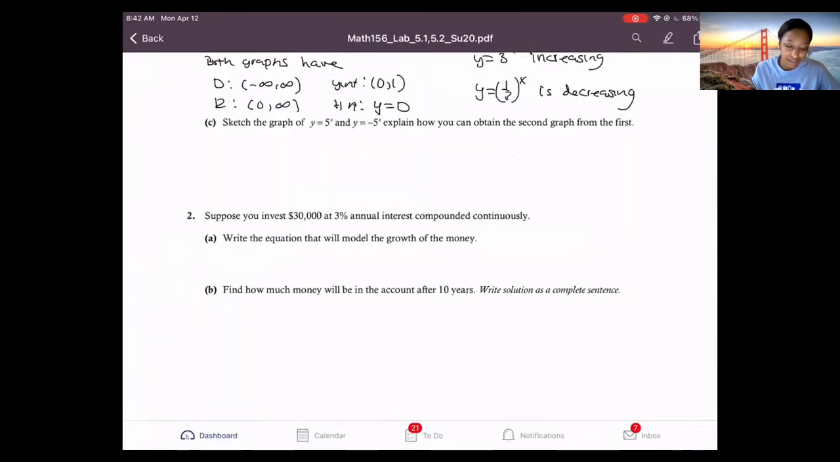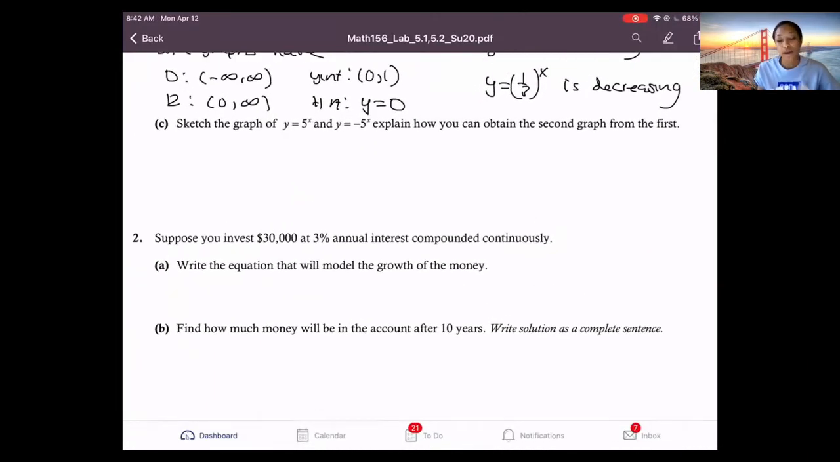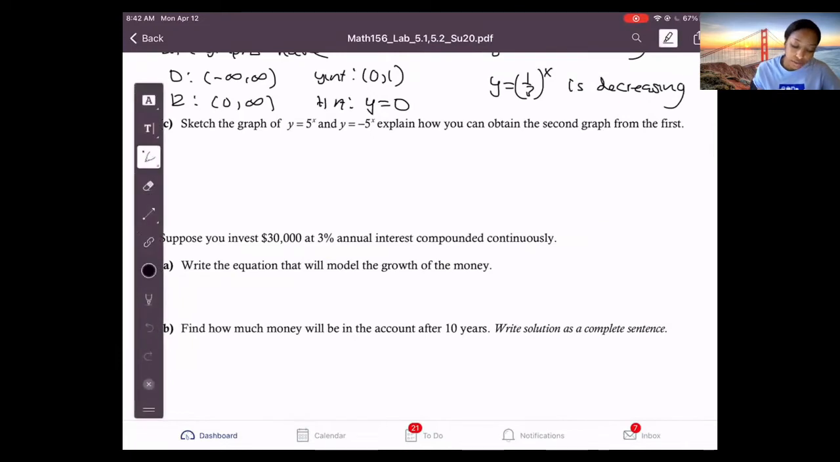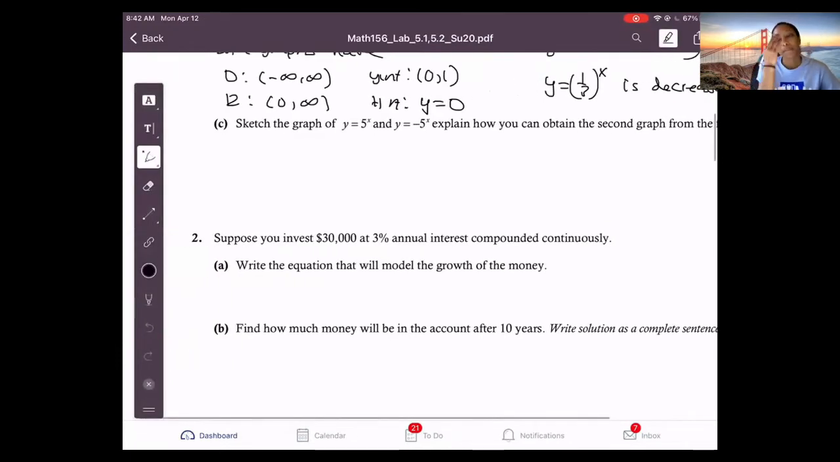Part C. Sketch the graph of y equals 5 to the x and y equals -5 to the x and explain how you can obtain the first graph from the second. So we can go look at these on Desmos, but if you take a function, any function, and negate it, that means you're just negating all of the y values. So you're reflecting the graph across the x-axis.